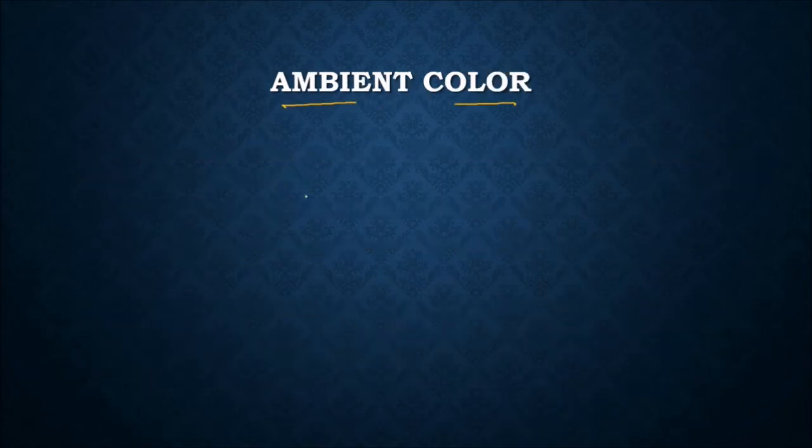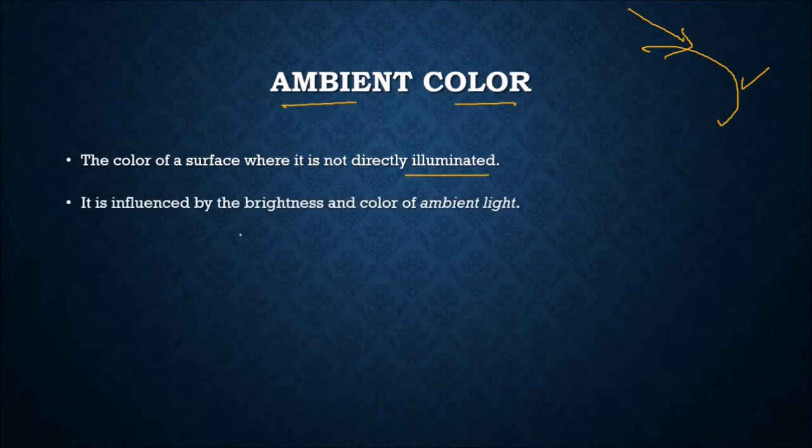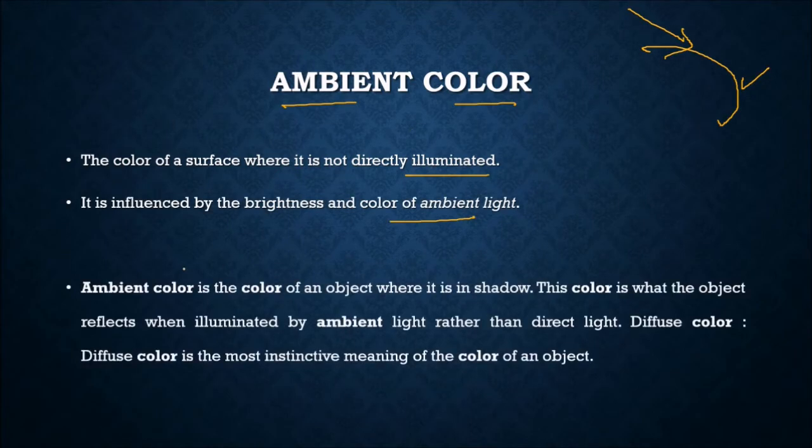Next question is, what is ambient color? It is the color of a surface where it is not directly illuminated. It is influenced by the brightness and the color of ambient light. Ambient color is the color of an object where it is in shadow. This color is what the object reflects when illuminated by an ambient light rather than the direct light.